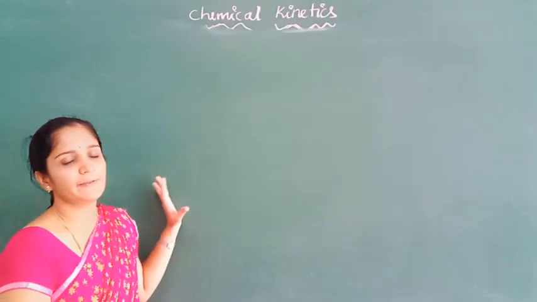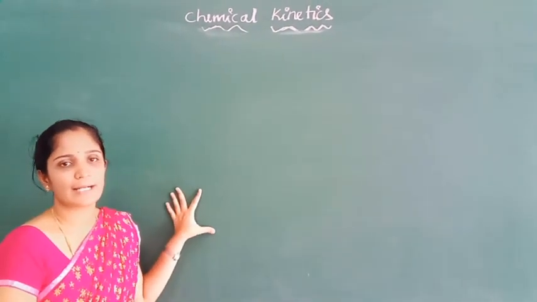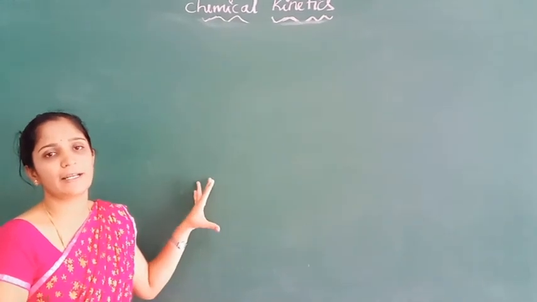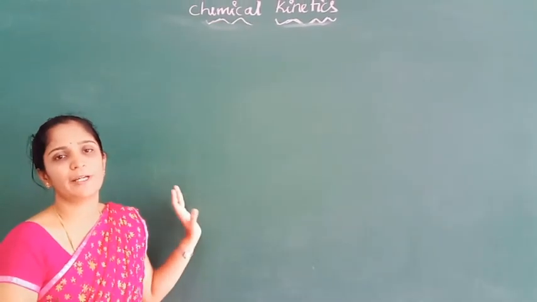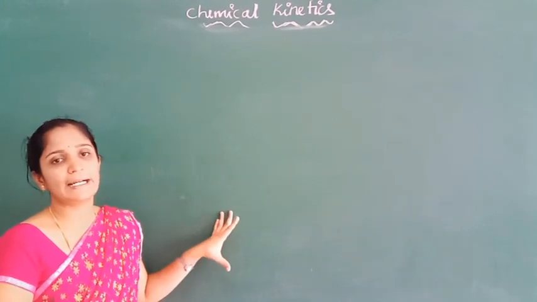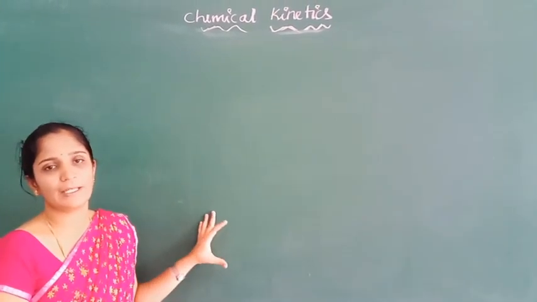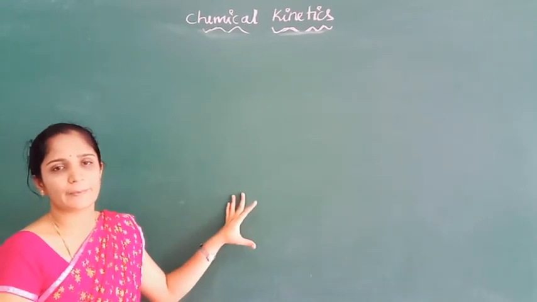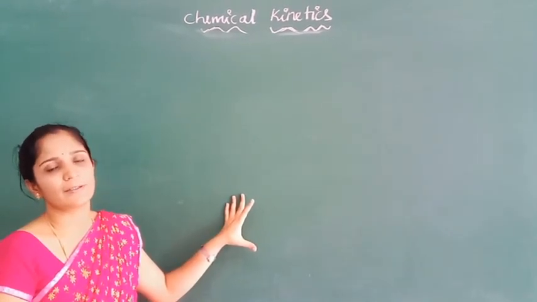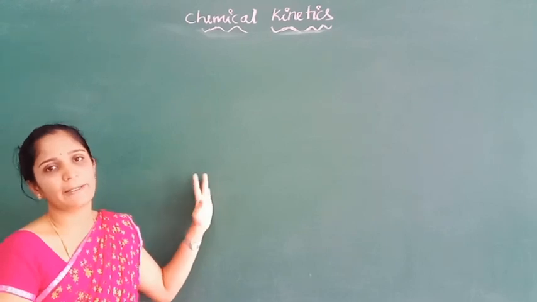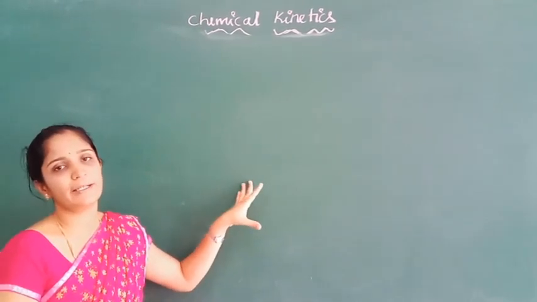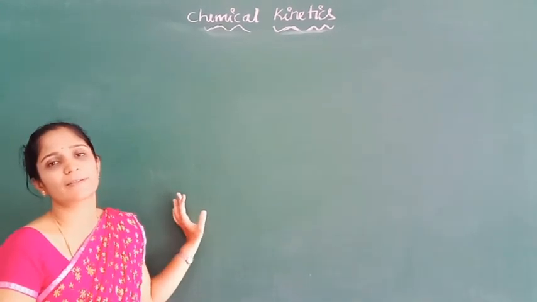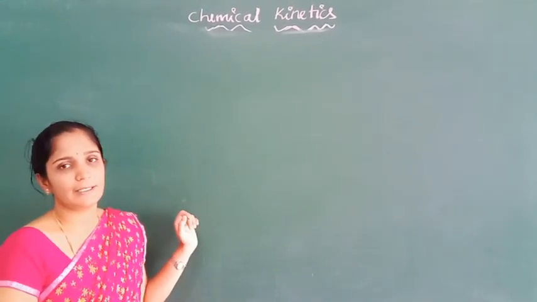In the last class we discussed what is first order reaction. First order reaction means the rate of a reaction is directly proportional to the first power of the molar concentration of the reactant. And also we discussed the integrated rate constant expression for a first order reaction: k equals 2.303 by t log of R naught divided by R. That is the expression for integrated rate constant for first order reaction.